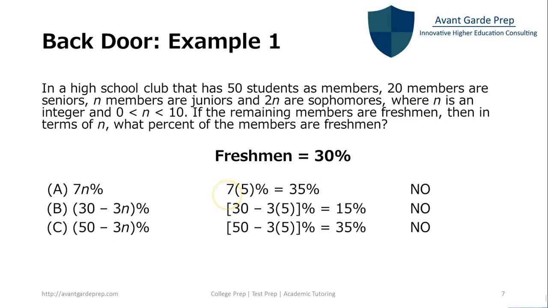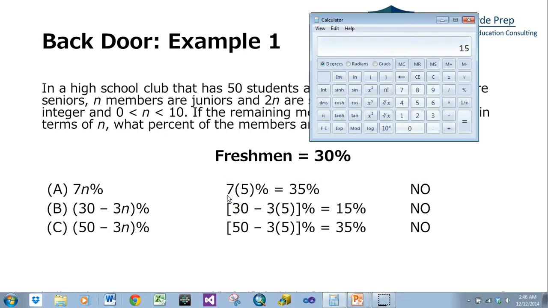And again, that's not 30%, so that's not the correct answer. Let's move on to answer choice C. That's going to be 50 minus 3 times N. So let's go ahead and plug that into the calculator. 50 minus 3 times 5, and that equals 35. So 35%, no, that's not the same as 30.